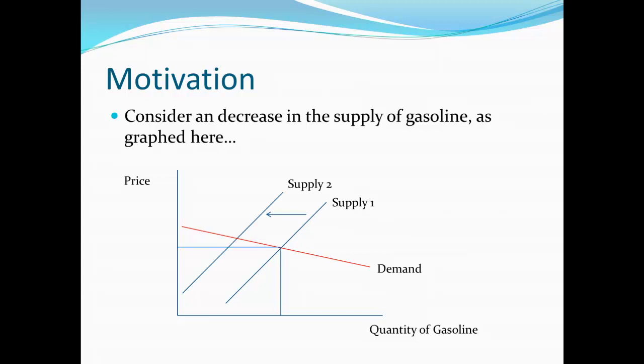Now, as we can see here in the graph, it's very clear that our equilibrium shifts upward and to the left, showing that we have a significant decrease in the quantity of gasoline and a small increase in the price of gasoline.